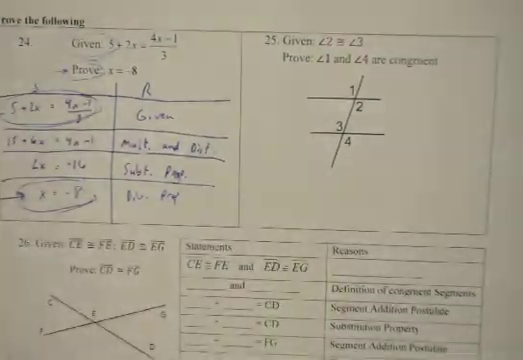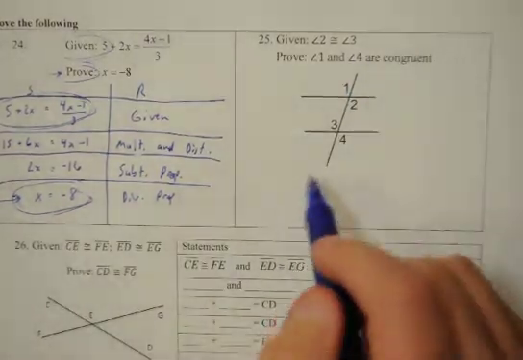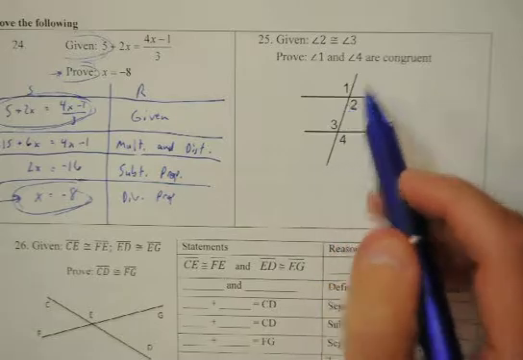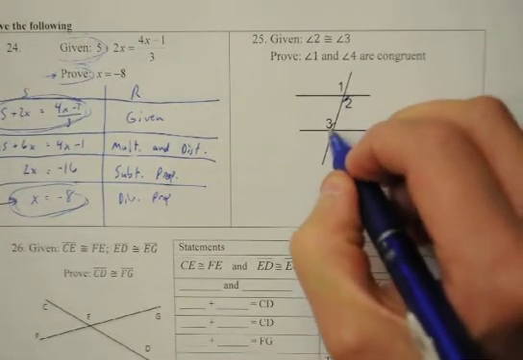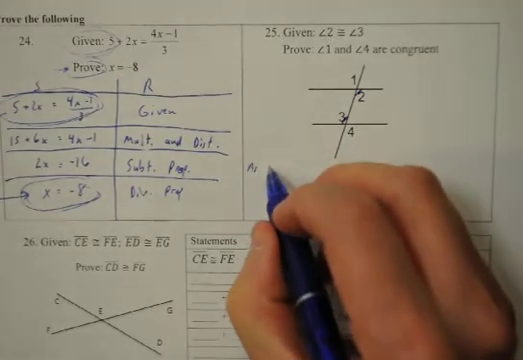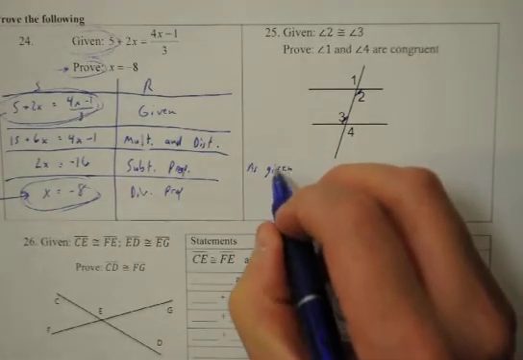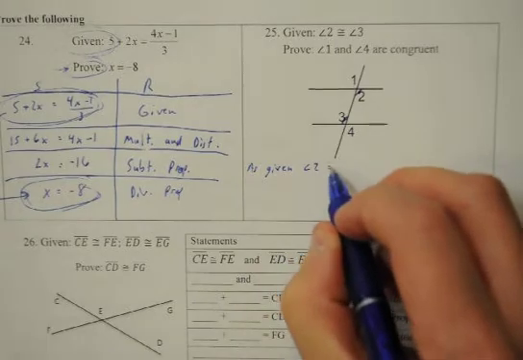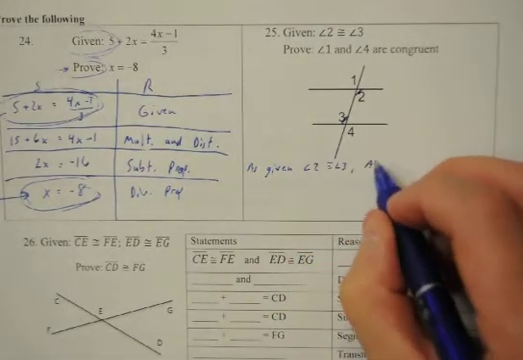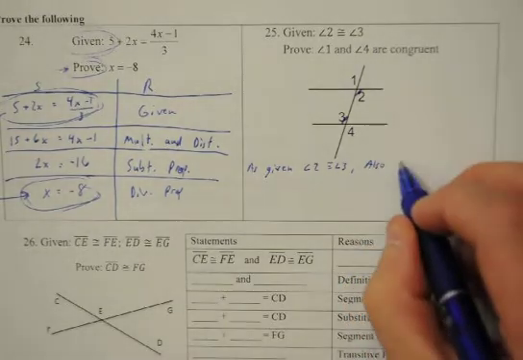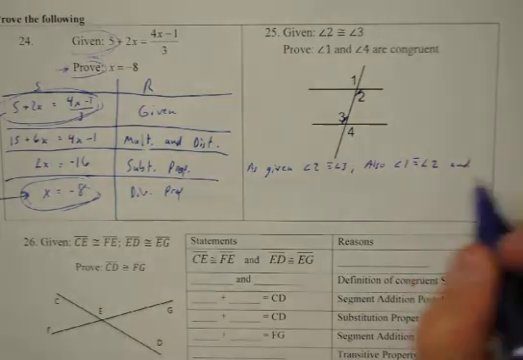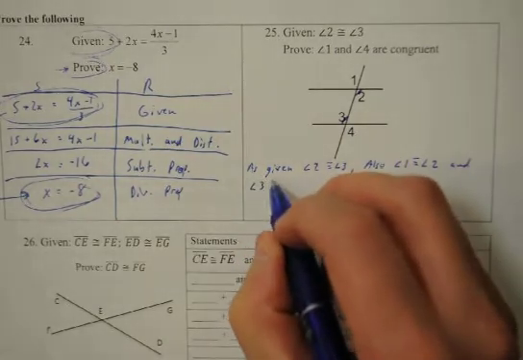Next, let's prove this. I'm going to do a paragraph proof in this one. So given that angle 2 is congruent to angle 3, I could put that in my diagram like that. Okay, so as given, angle 2 is congruent to angle 3. Also, angle 1 is congruent to angle 2, and angle 3 is congruent to angle 4.